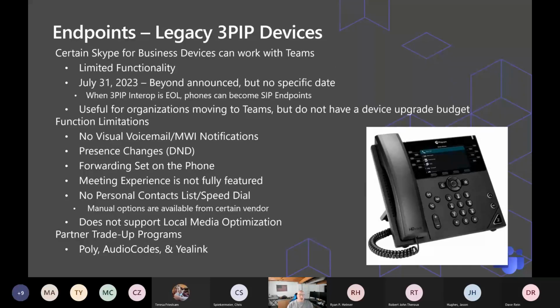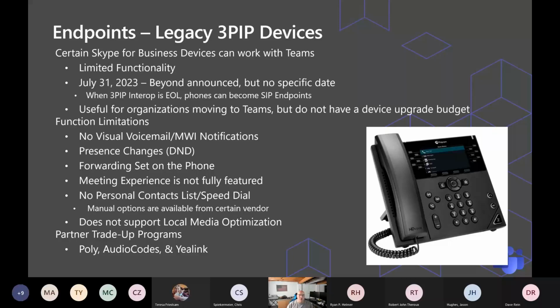So right now, Microsoft has put the date as July 31st, 2023. But with COVID and all the other restrictions that have popped up, Microsoft did say they're probably going to extend it past this date, but we don't have a definite date of when this will eventually be turned off for your organization. So if you are on Skype today and you have these phones, you are able to move to Teams and still utilize them, but with limited functionality.